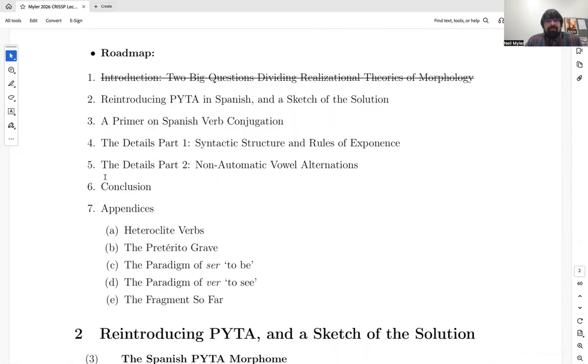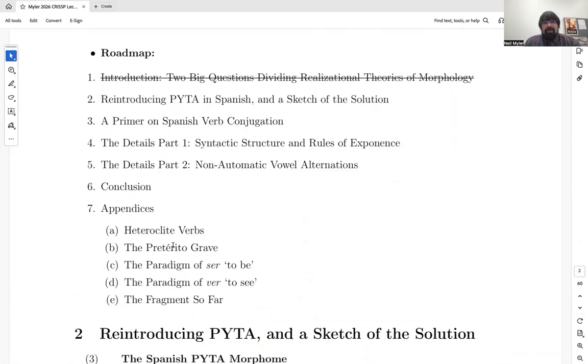The second video will deal with the details, part 2, non-automatic vowel alternations. So this will introduce my assumptions about what phonology is and how it works, and the specifics of how those apply to the vowel alternation parts of the PYTA pattern, which we'll see shortly. And then the conclusion. So video number 2 of 5 will deal with sections 5 and 6. Then there'll be 3 further videos after that. One dealing with Appendix A, which is about heteroclite verbs.